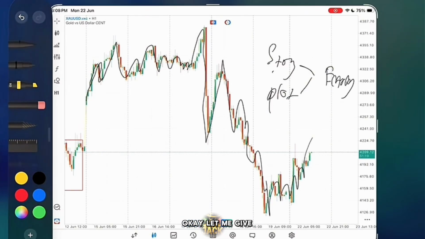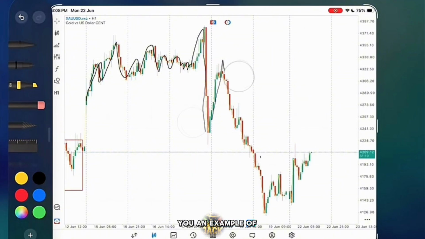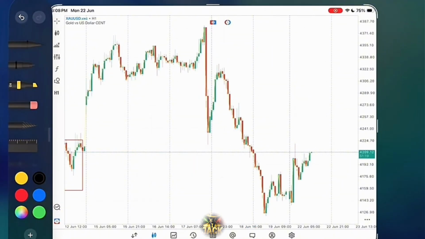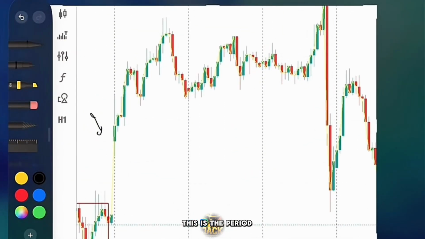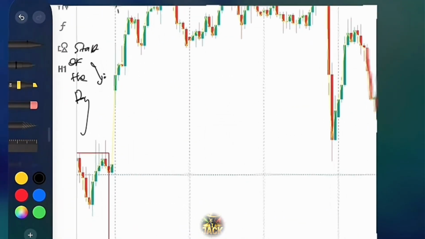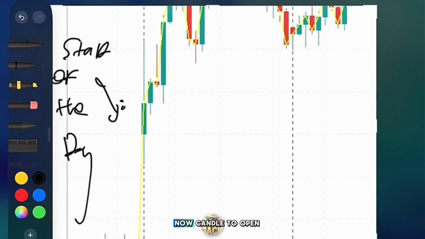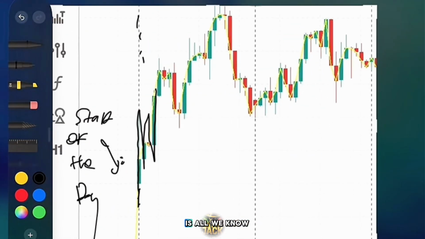Let me give you an example of what I mean. Look here. This is the period separator. This is the start of the day. Now, the candle opens here. This is an H1 time frame. Candle open here, came back, went down. Came up, went down. Came up here. As for now, this is all we know.